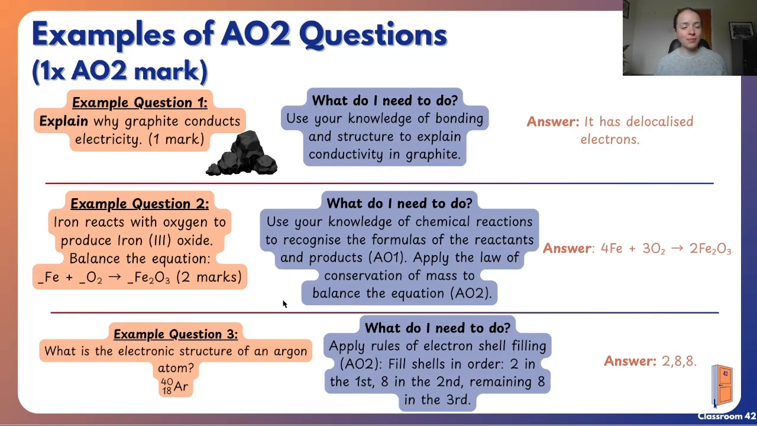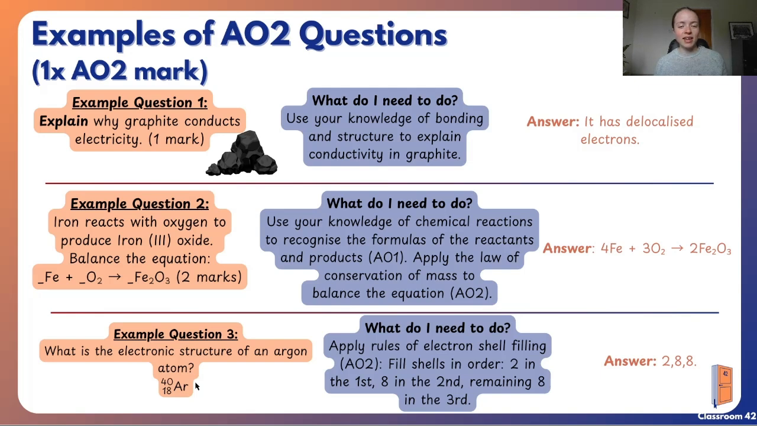And then question 3, what is the electronic structure of an argon atom? Now we've been given the atomic number and the mass number within the question here. It might not necessarily do that. I've done that here for the purposes of showing you this example, but usually you'd be able to find all of that information on your periodic table in your exam. So don't forget to look at your periodic table.